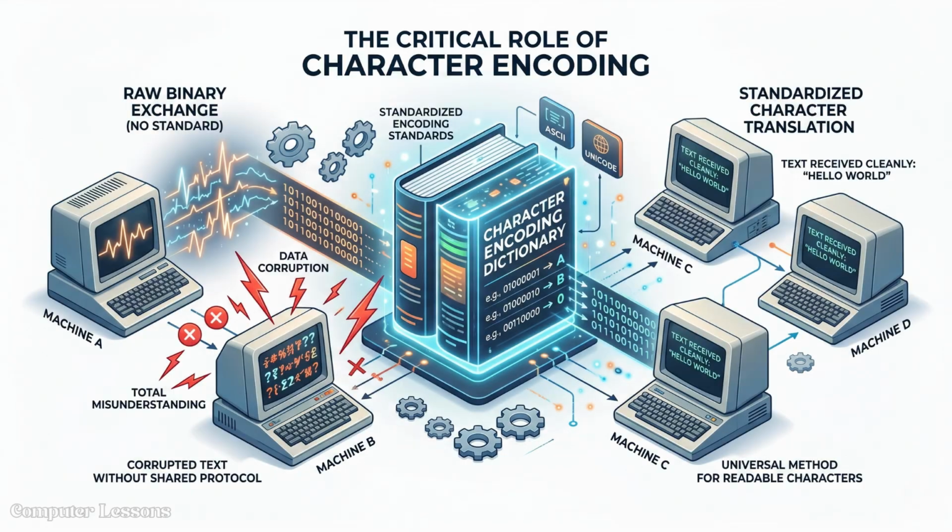Early computing required a universal method to translate these electrical pulses into readable characters. Without a standard protocol, different machines could not exchange text files without total data corruption. Character encoding provides the dictionary that links binary integers to specific alphabetical and numerical glyphs.